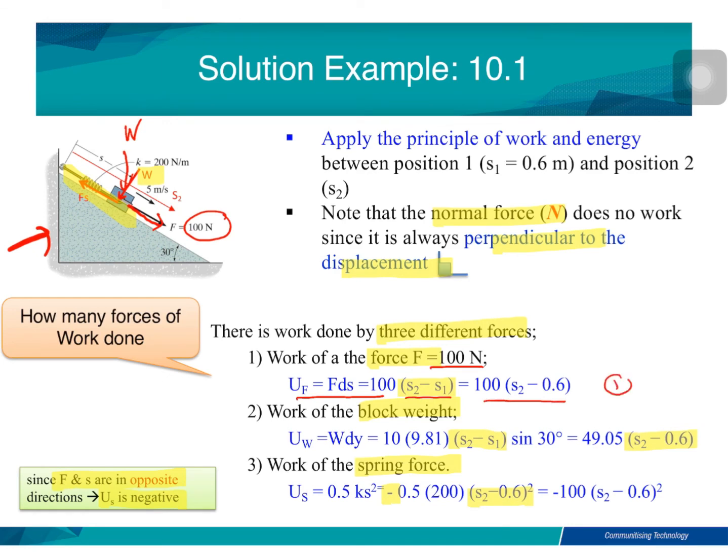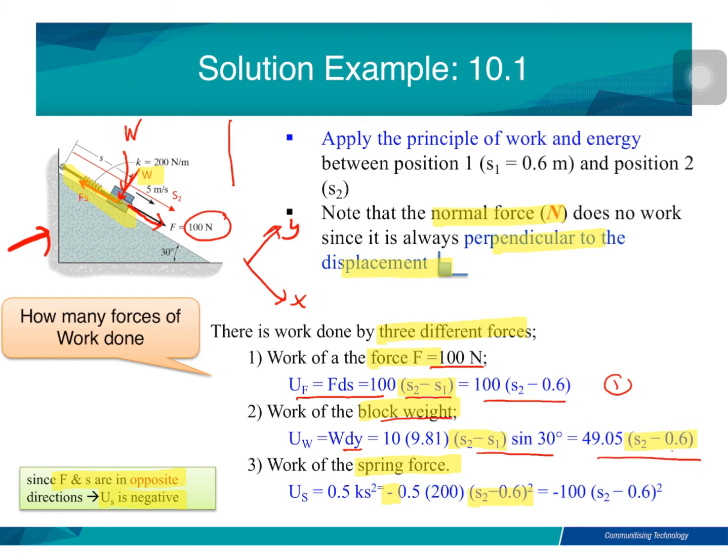And then the second work done is from the block weight. So you must remember that it is the weight times dy. So what is the dy? Dy you must resolve into the vertical here. So you substitute the W and you substitute the gravity. So you can have like this 49.05 times S2 minus 0.6. You substitute this one. Don't forget this one, sin 30. Okay, because you must establish what we call here, coordinate X and Y.